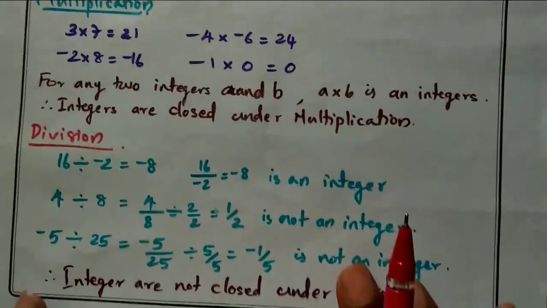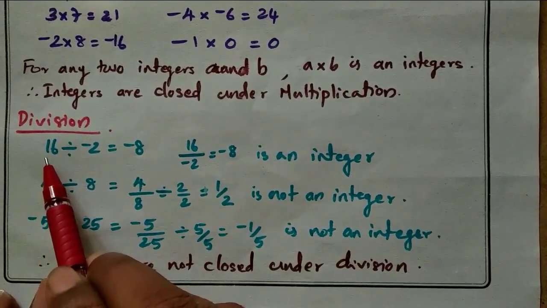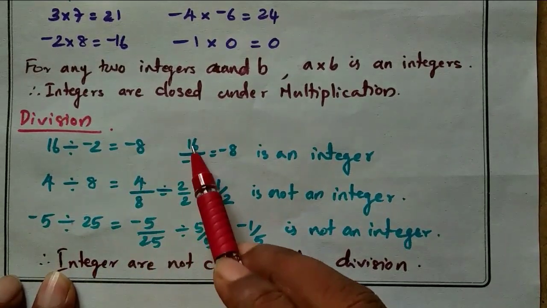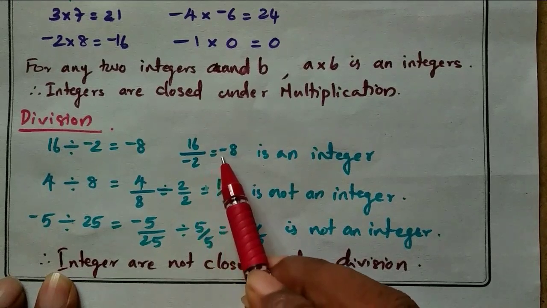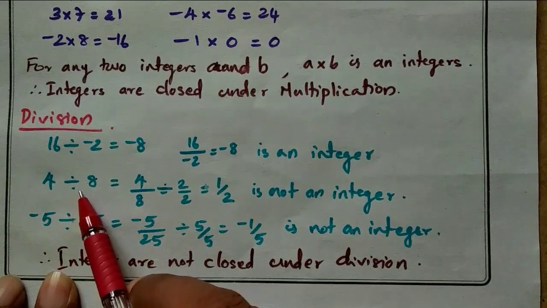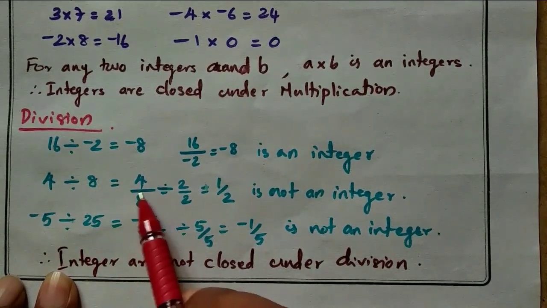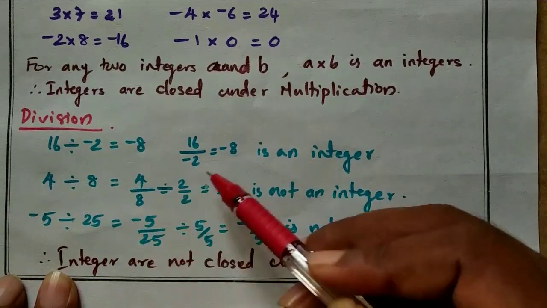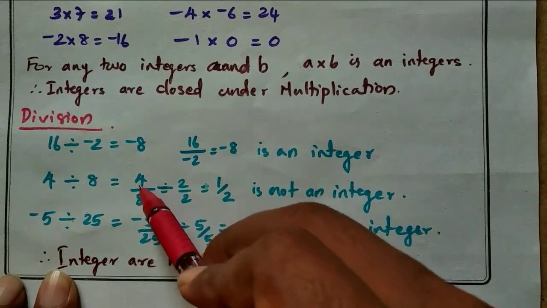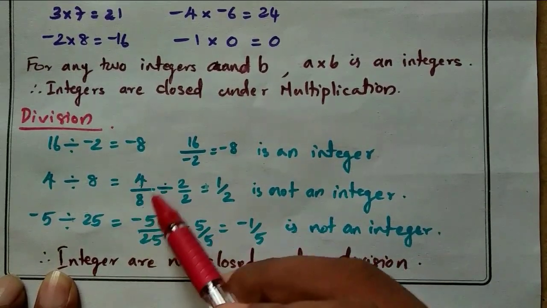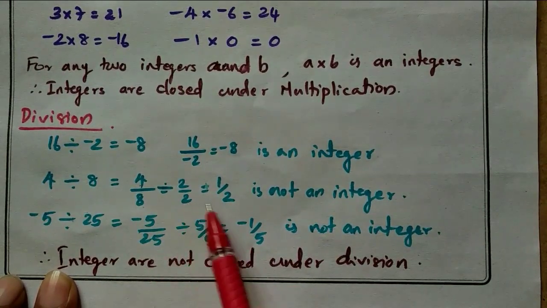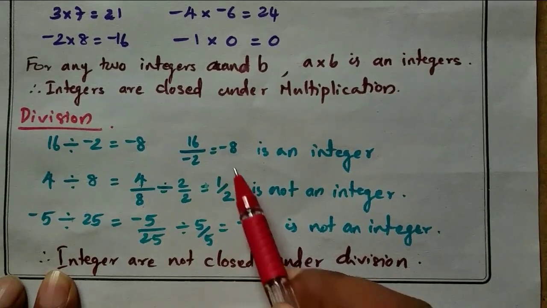Okay. Then last case, division. I am taking two examples. 16 divided by minus 2 is equal to minus 8. Correct? That is an integer. But in the case of 4 divided by 8, we can reduce by 2 on numerator and denominator. 4 divided by 2 is equal to 1, and 8 divided by 2 is equal to 2. So we will get 1 by 2.